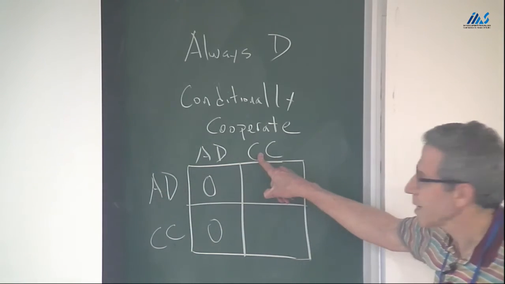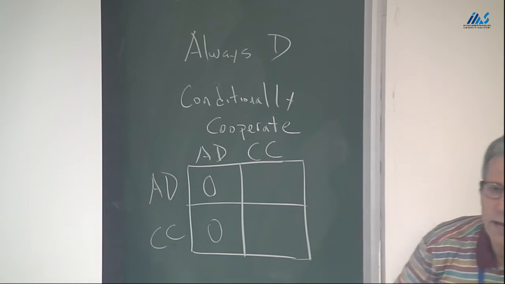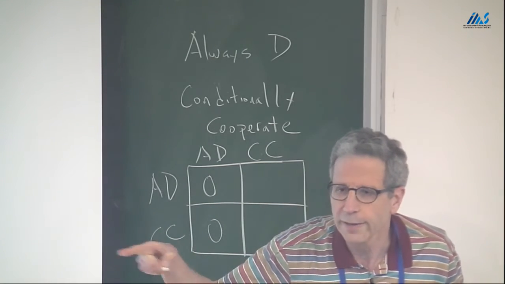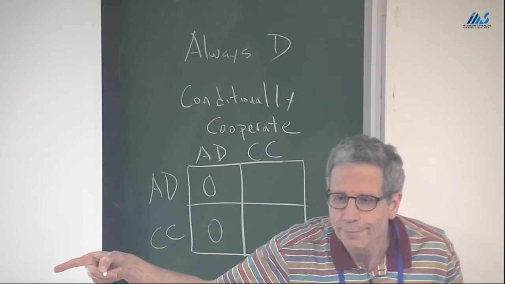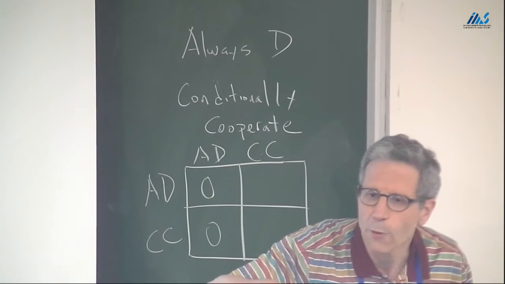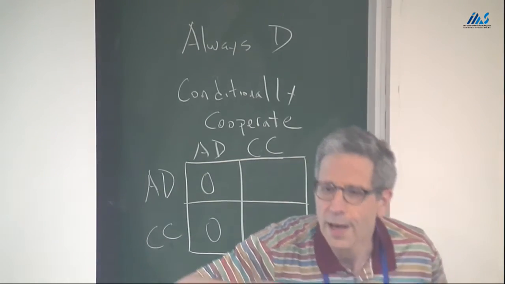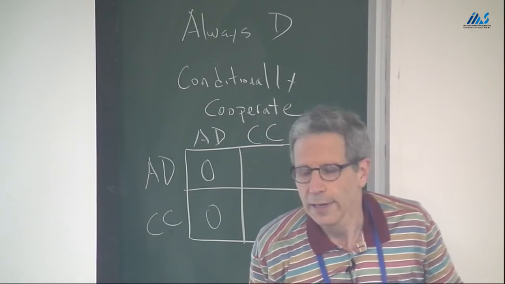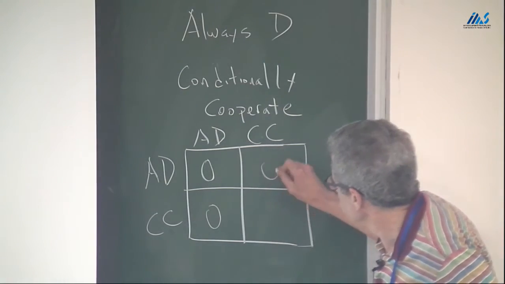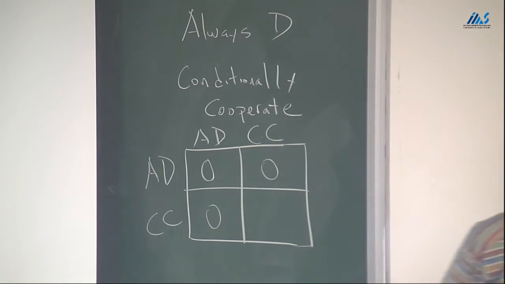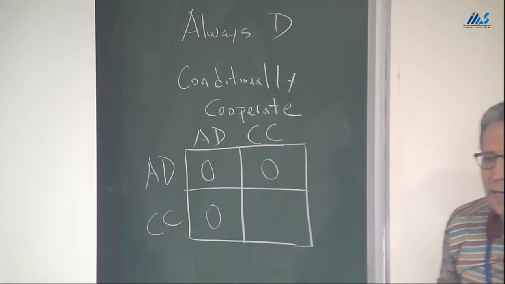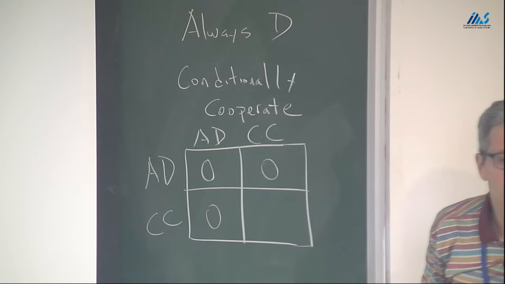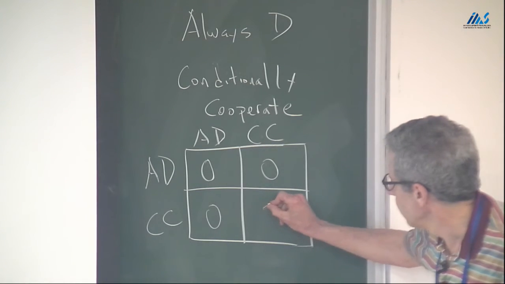Similarly, always D against conditionally cooperate will do pretty well the first period. It'll get a payoff of 3, because conditionally cooperate is cooperating the first period. But after that, it'll be getting 0. So it's practically 0 in the long run. But conditionally cooperate against conditionally cooperate is going to do very well indeed. It's going to get 2.